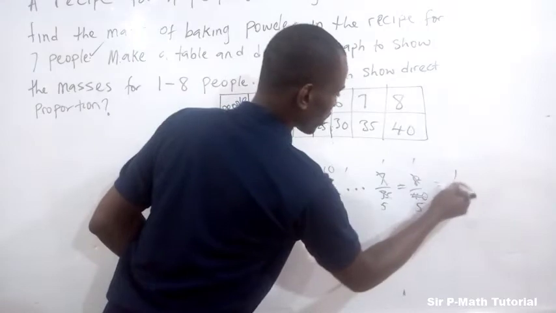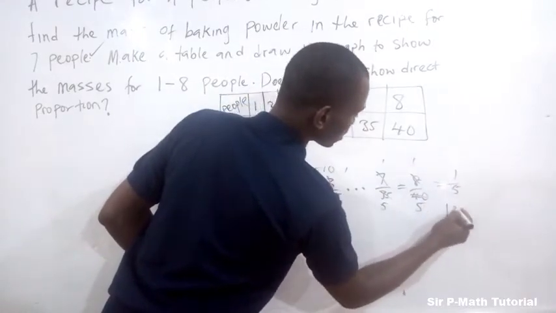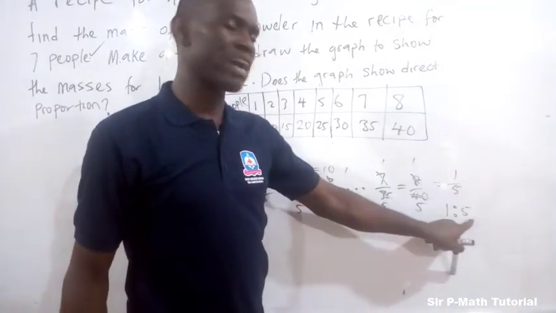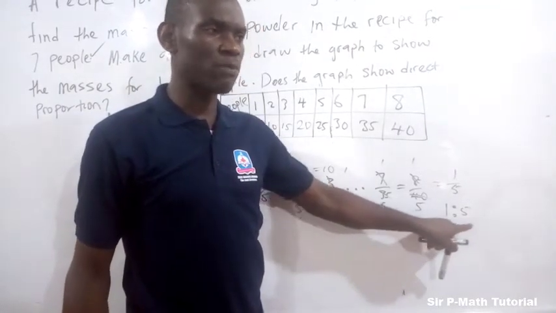Therefore, I will have 1/5, which is 1:5. This is the ratio. So for every 1 person, I need 5 grams.